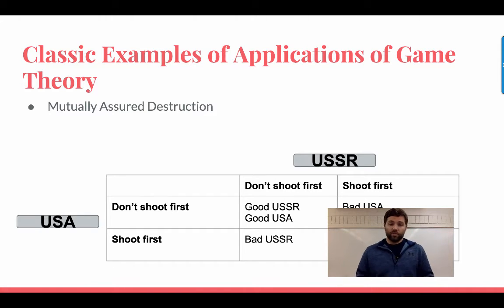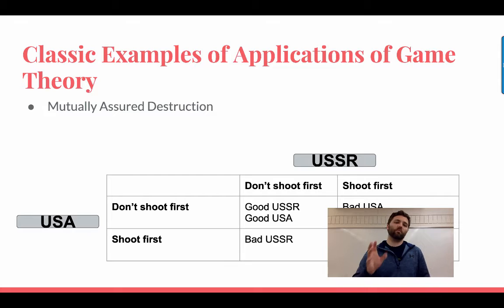If the U.S. shoots first, it's bad for the USSR. Okay, but that would immediately result in the Soviet Union retaliating and immediately nuking the United States back. If the Soviet Union shoots first, that's obviously bad for the USA. And if they both shoot at the same time, that's bad for both of them.